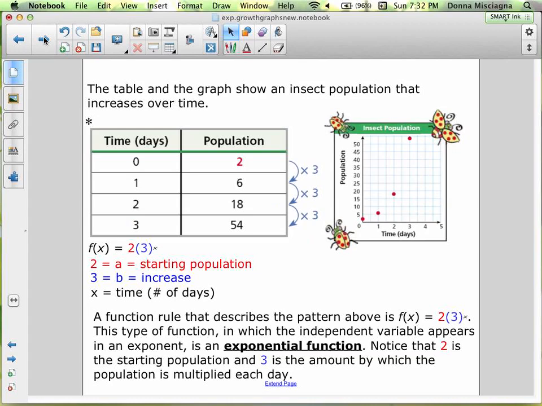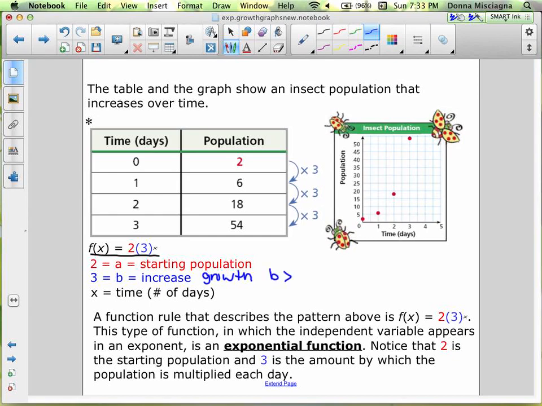All right, so here's our equation. f of x equals 2 times 3 to the x. The number that does not have the exponent on it, that's your starting population. Okay? You have to start with something. In this case, we're starting with 2 fruit flies, which is good because if we just had 1 fruit fly, I think it would have a really hard time increasing this population. 3 is your base, right? In this case, this is growth because it's greater than 1.